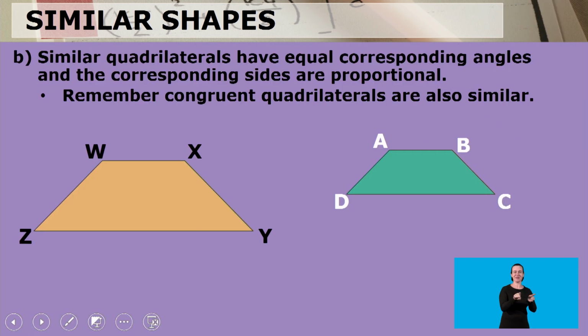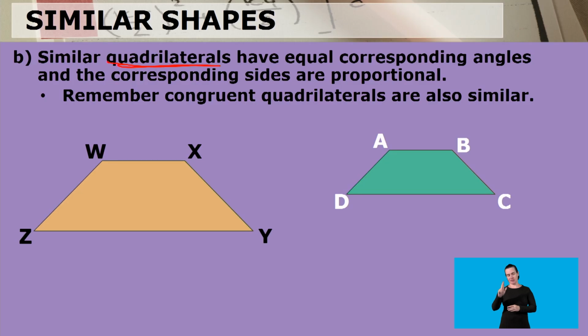Let's look at the next part. Similar quadrilaterals have equal corresponding angles, and the corresponding sides are proportional. So it doesn't only speak to triangles, even quadrilaterals have similarity. Let's look at WXYZ and ABCD. Those are 2 trapeziums.